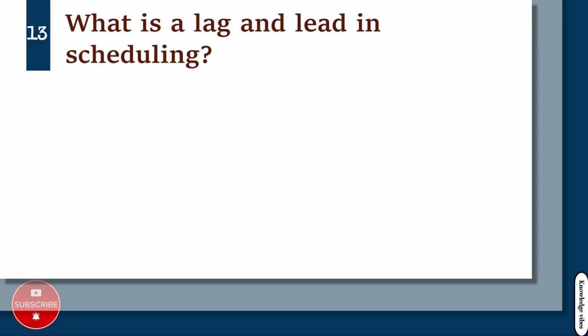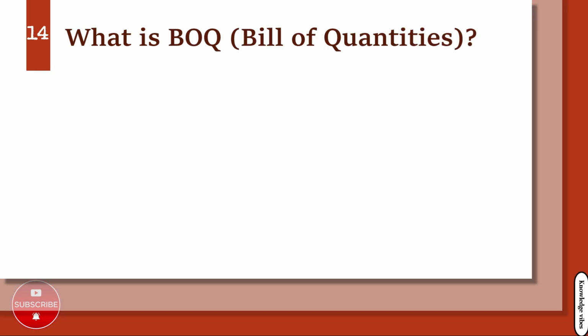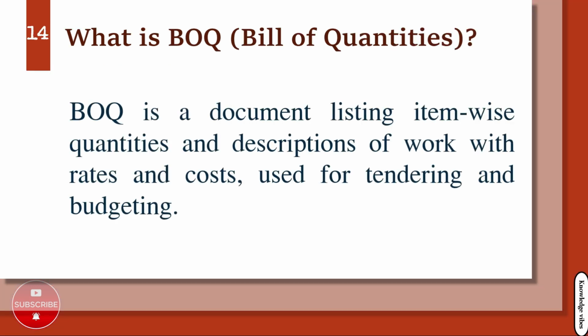What are lag and lead in scheduling? Lag is a delay between activities, and lead is the overlap where the successor activity starts before the predecessor ends. What is BOQ, Bill of Quantities? BOQ is a document listing item-wise quantities and descriptions of work with rates and costs, used for tendering and budgeting.